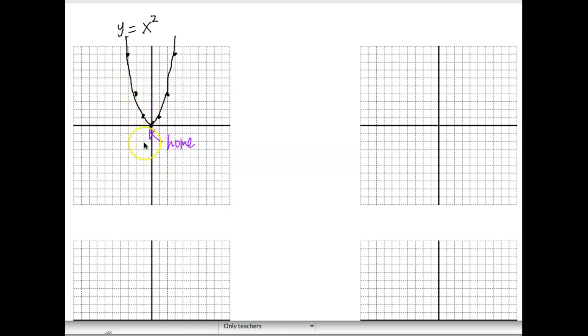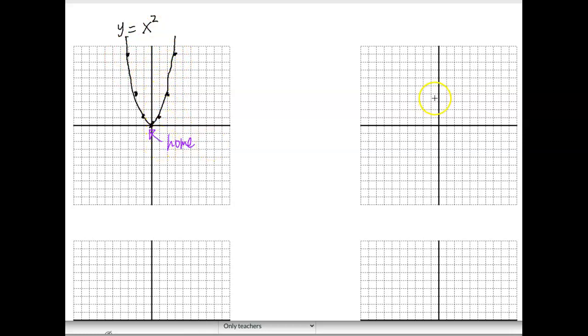And so what I say is, okay, if my home is at the origin, I know with x squared, if I go to the right 1, I'm going up 1. If I go back home, I go to the right 2, I'm going up 4. If I go back home, I'm going to go to the right 3, and then I go up 9. The reason why I know that is that when I square 1, I get 1. When I square 2, I get 4. When I square 3, I get 9. And then just use the symmetry.